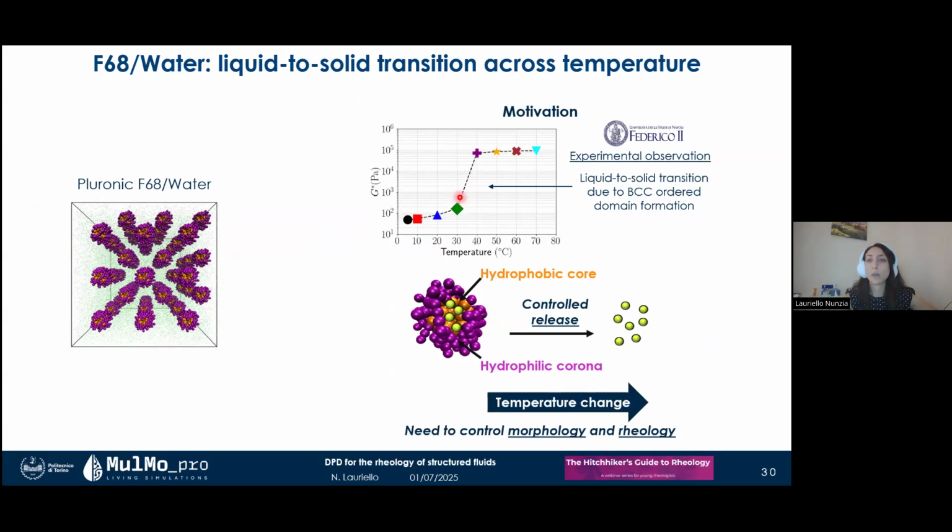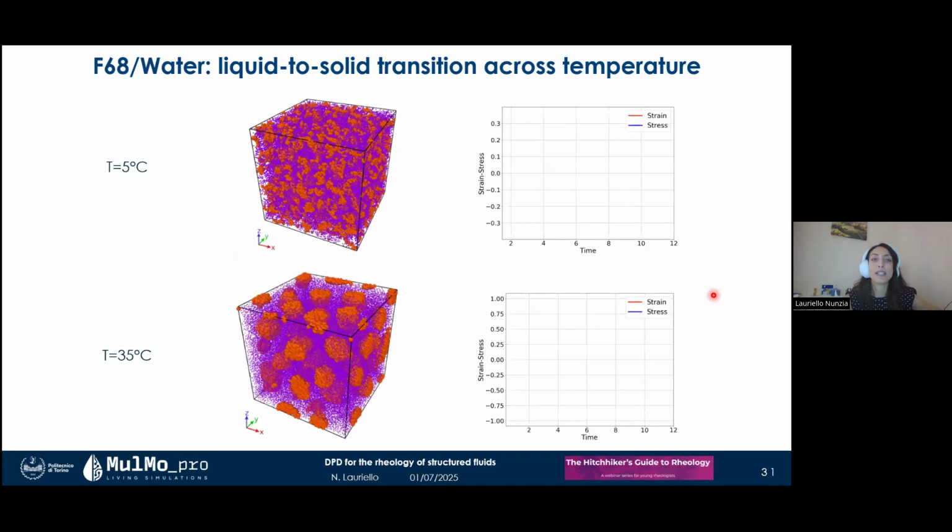The experimental work was carried out by a research group from Federico II University. This behavior, along with biocompatibility, makes this system interesting to study as a drug carrier. To obtain a controlled release, it's important to control morphology and rheology of the carrier. So we perform DPD simulation at different temperature.